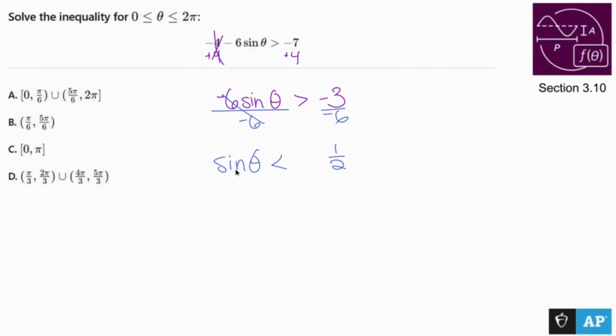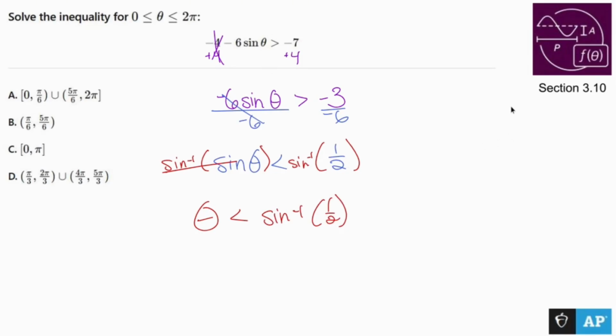Now, in order to get theta all by itself, we need to inverse sine both sides like so. And so we now have theta is less than inverse sine of 1/2. Now, this is where things get a little bit tricky.